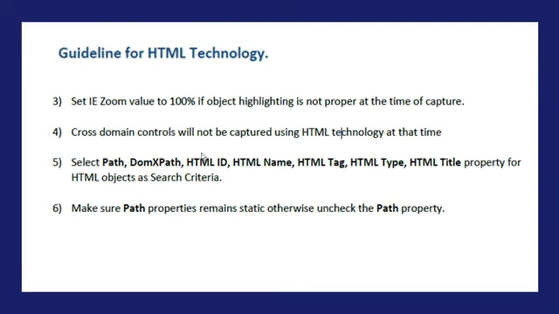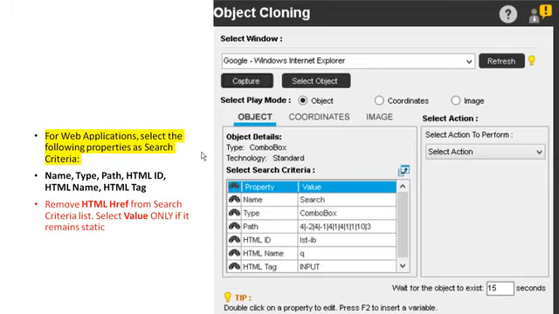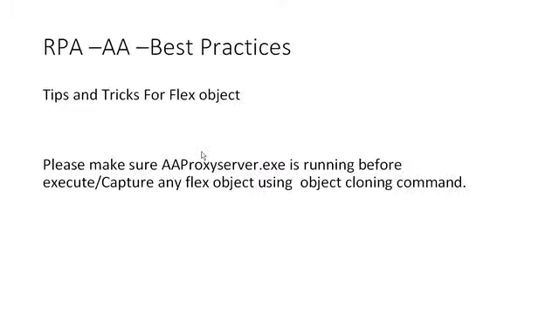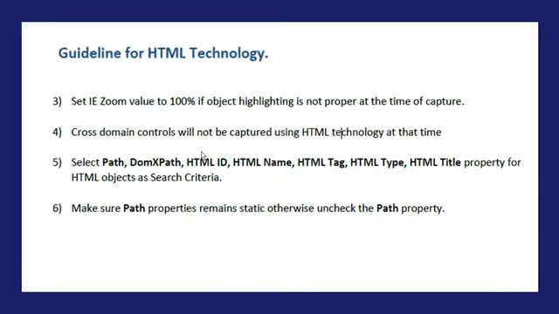Select path, domains path, HTML ID, HTML name, HTML tag, HTML type, HTML title, property of HTML objects as search criteria. What we discussed earlier is the same. Name, type, path, HTML ID, name and tag. You have to select on it. Make sure your path properties remain static, otherwise uncheck the path property. If path is static, that is right. If it is dynamic, probably you can unselect it.